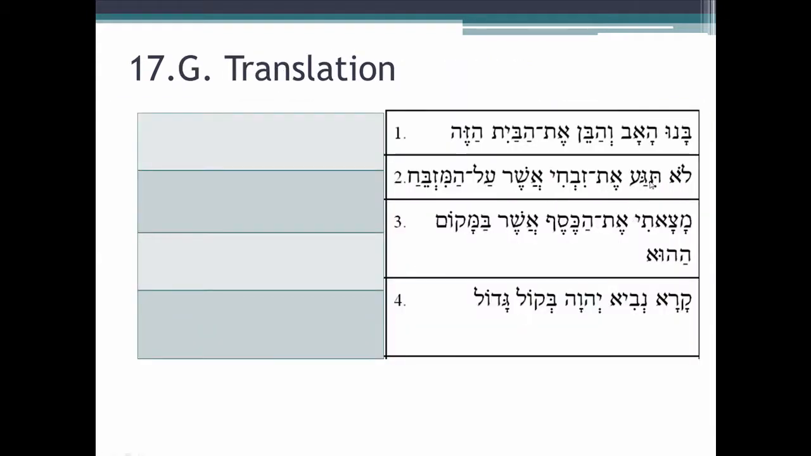Translation. Banu ha'av ve'habein et habayet hazeh. Several things here to notice. We have a verb out front that's plural. Banu, there's no prefix, it must be perfect. We only have two consonants, so when we run into that situation, either something has disappeared from the front or the back. And we know bana as a lemma, so third hey, that accounts for the form.